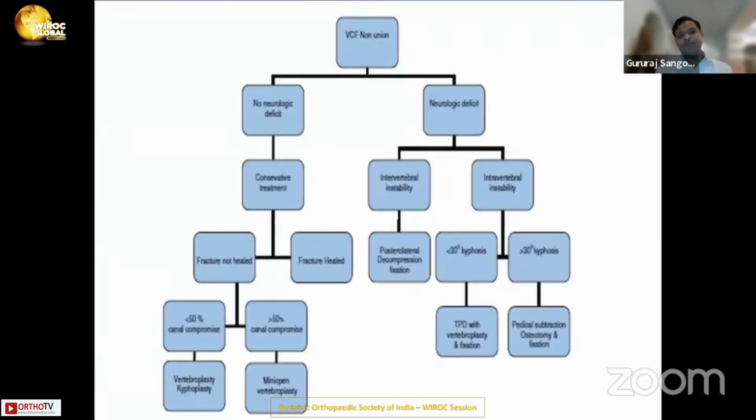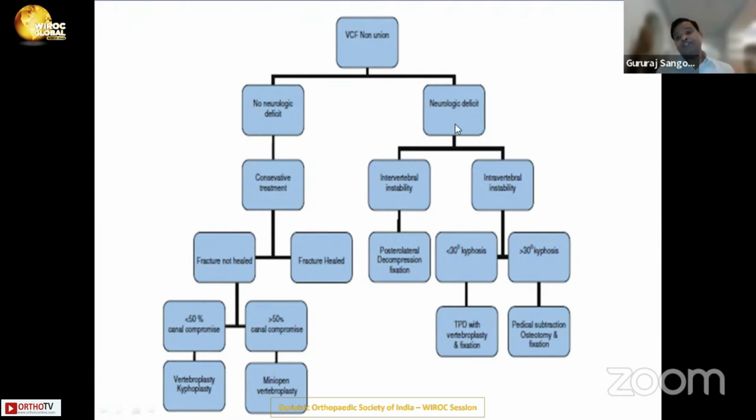This is an algorithm. If you don't have any neurological deficits, the treatment is always conservative treatment. If the fracture heals, well and good. If it doesn't heal, and the canal compromise is less than 50%, you can do vertebroplasty or kyphoplasty. But if the canal compromise is more than 50%, you have to do a mini open or an open fixation or a percutaneous fixation.